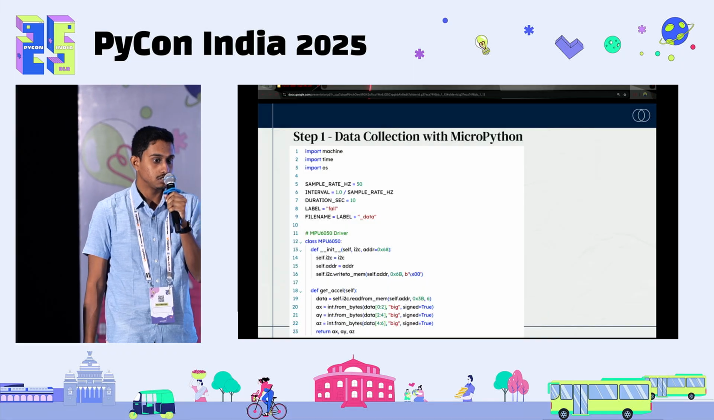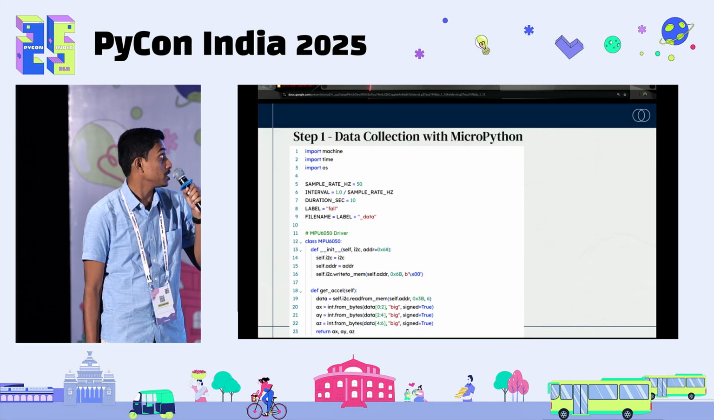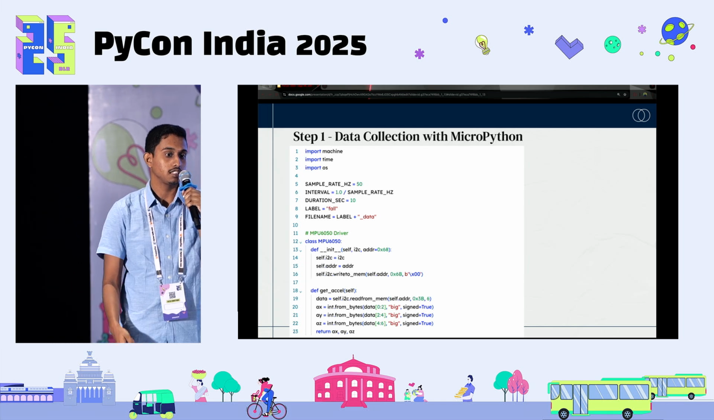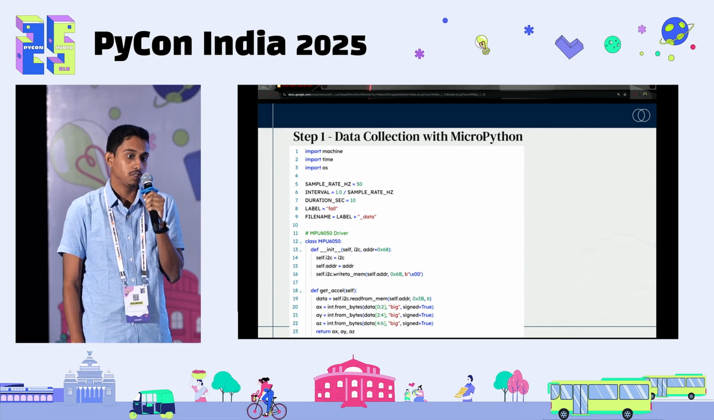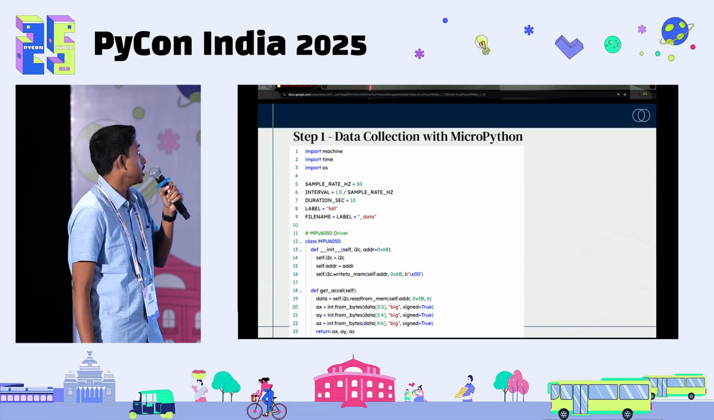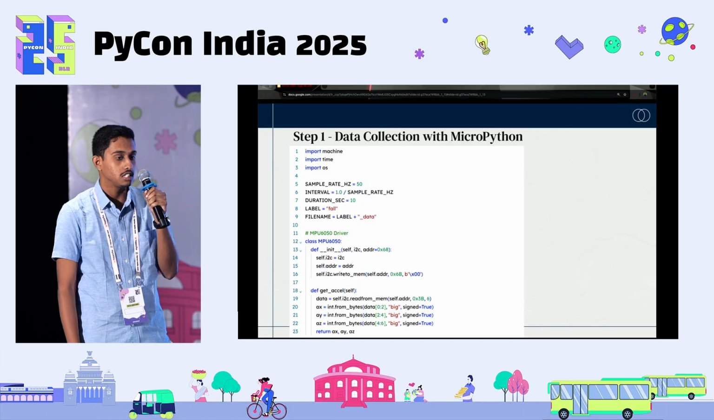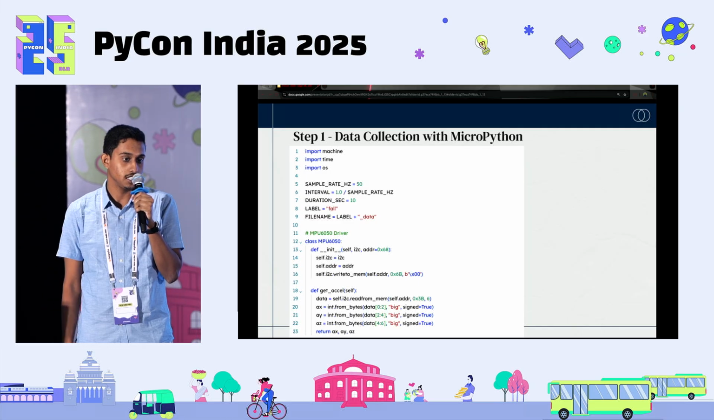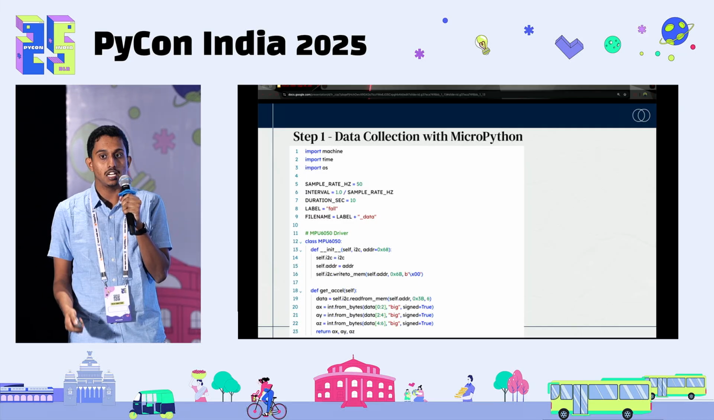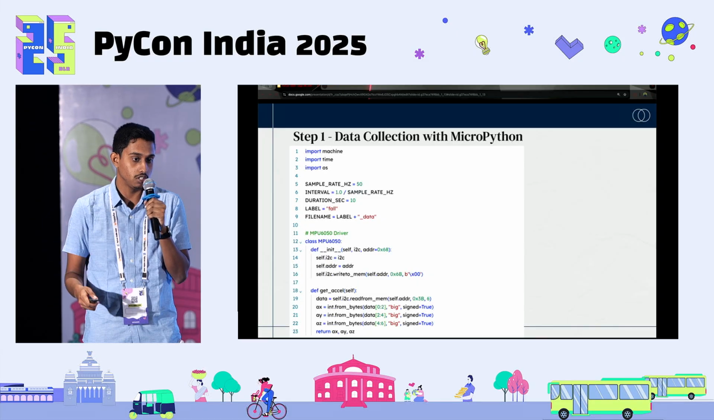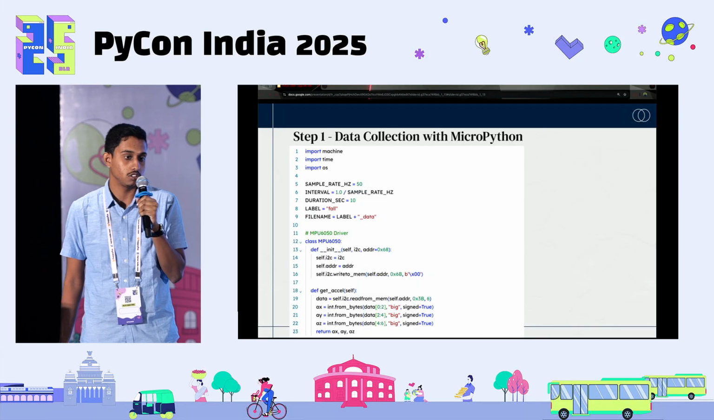Moving to step 1, we'll start with the data collection for MicroPython. What we do is import the libraries. We'll define some of the terms like the sample rate, interval, and how long a duration we want to collect. Here I am collecting my data labeled as fall, because I know that this data will belong to when a fall is detected. But you can collect your data at once over a longer duration, over multiple fall and no fall scenarios, and then you can label it accordingly.